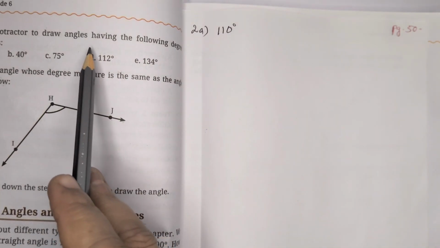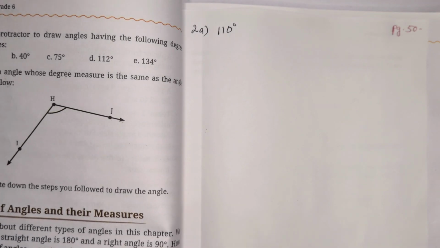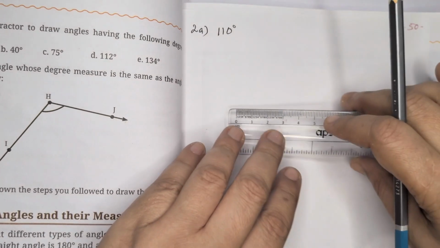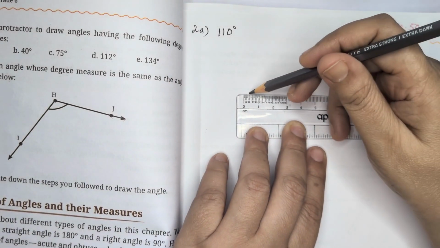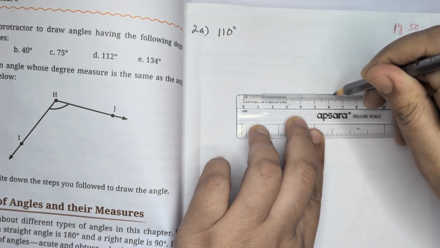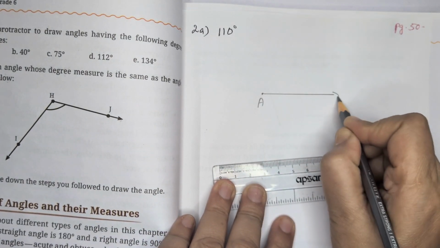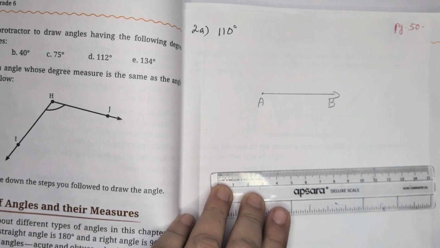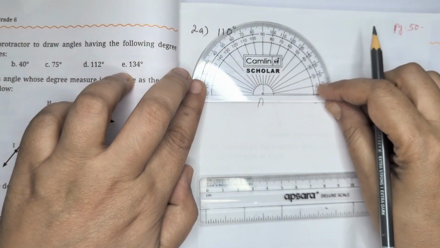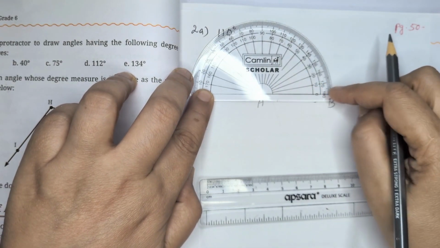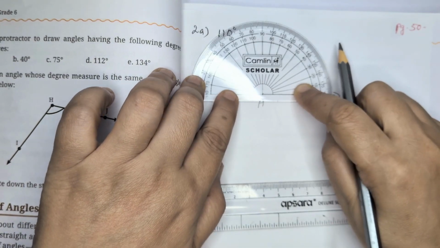Second question: use a protractor to draw angles having the following degree measurements. First one is 110 degrees. For that, first we have to draw a small line here, and we can mark it with letters A and B. Then keep the protractor; this would be the vertex. So keep the protractor at that point, and on this line the baseline and the ray coincide. Now we have to make 110.